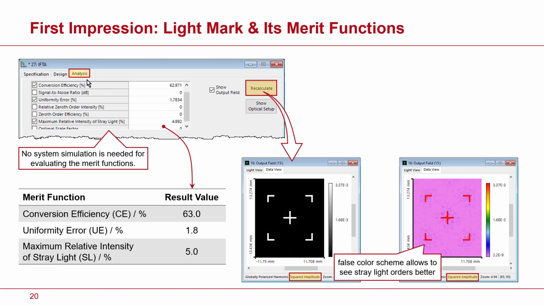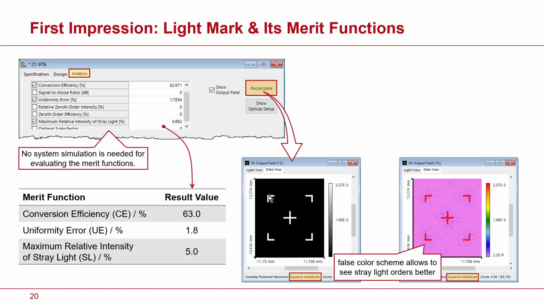On the analysis page, the IFTA is a very powerful tool which also has analysis and tolerancing options. Here you see already the evaluation of three selected merit functions: the conversion efficiency, CE, the uniformity error, UE, and the maximum relative intensity of stray light, SL. And they look already quite nice and fulfill our requirements.